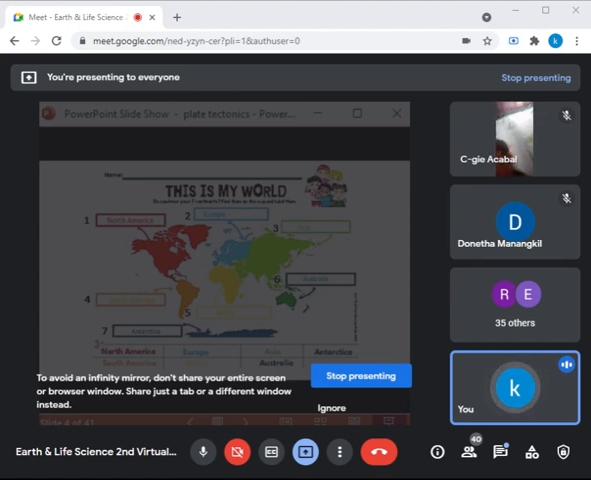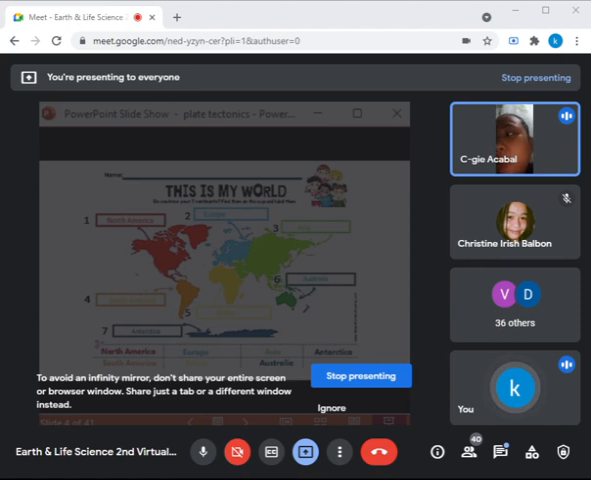So these continents that we have now, do they still look the same as they did in the earlier times, millions of years ago? Is it the same as now, or is it the same at the present? Okay, who can give an answer?